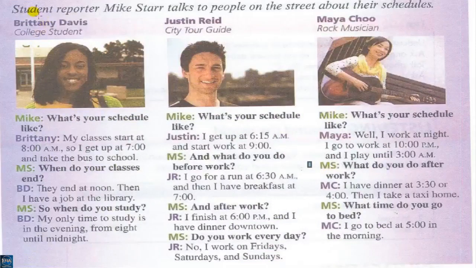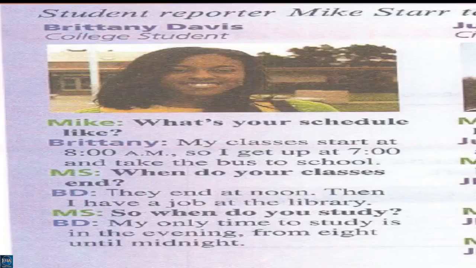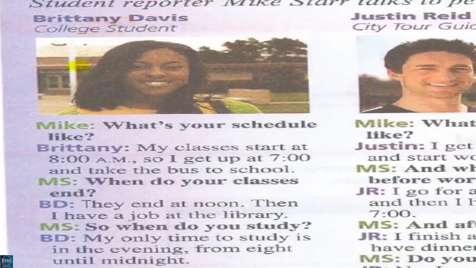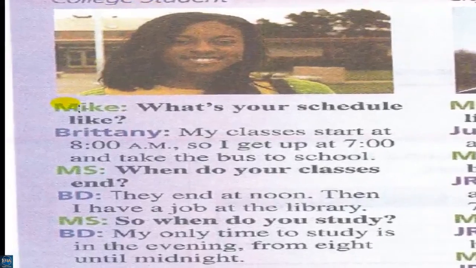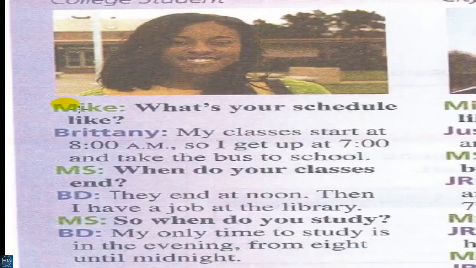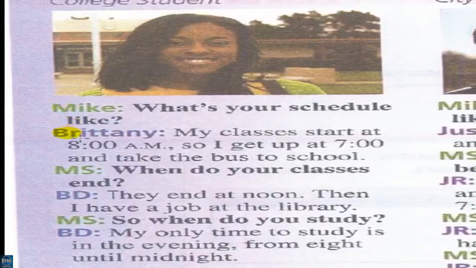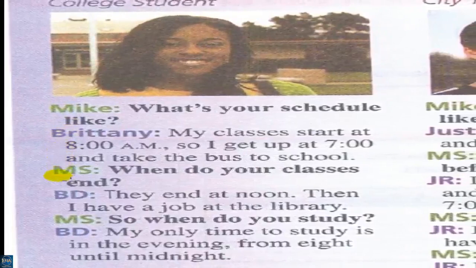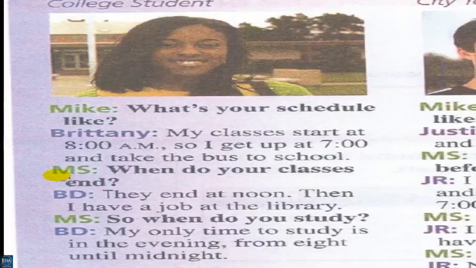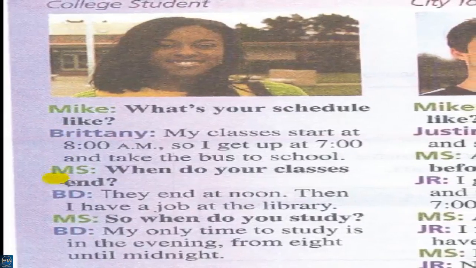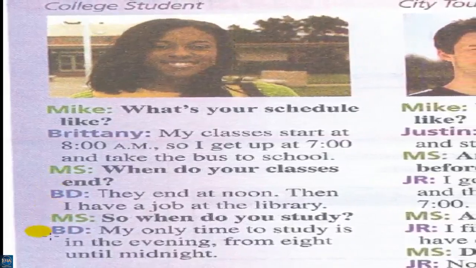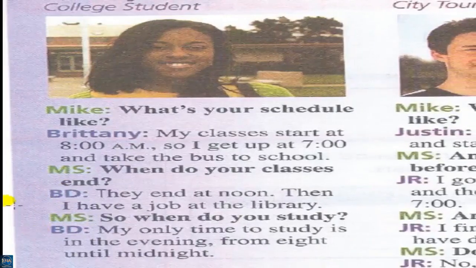What's your schedule like? Student reporter Mike Starr talks to people on the street about their schedules. Brittany Davis, college student. What's your schedule like? My classes start at 8 a.m., so I get up at 7 and take the bus to school. When do your classes end? They end at noon. Then I have a job at the library. So when do you study? My only time to study is in the evening, from 8 until midnight.